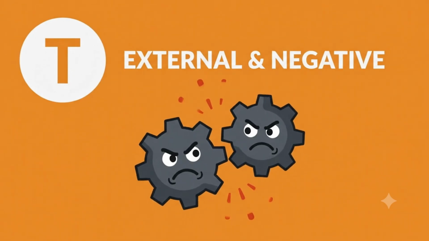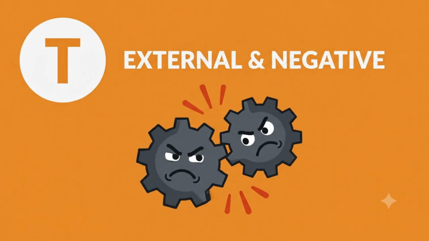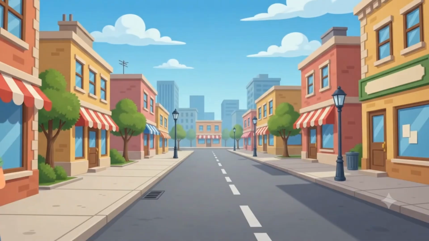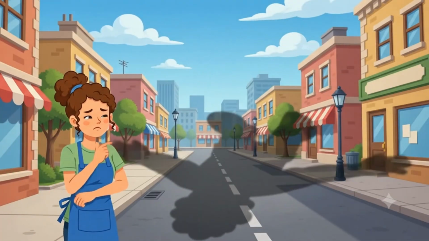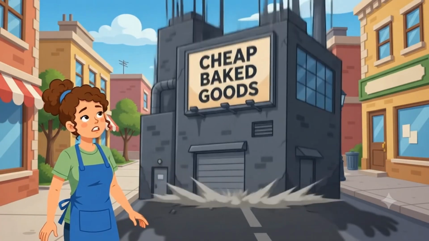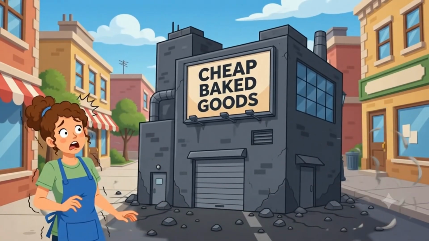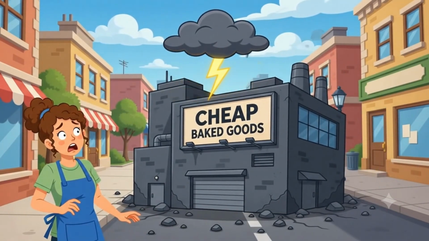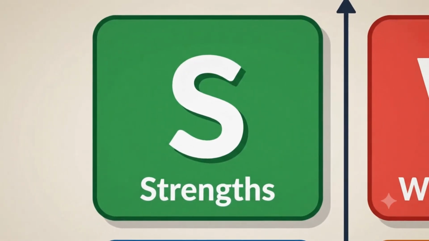Finally, we have threats. These are external obstacles out of your control that could hurt you. For instance, a massive supermarket chain is opening down the street, selling incredibly cheap, mass produced bread.